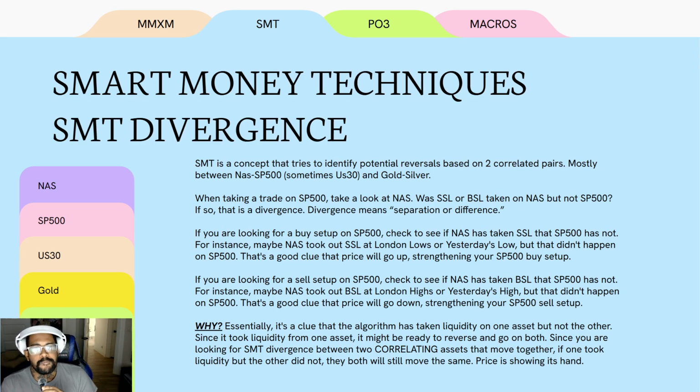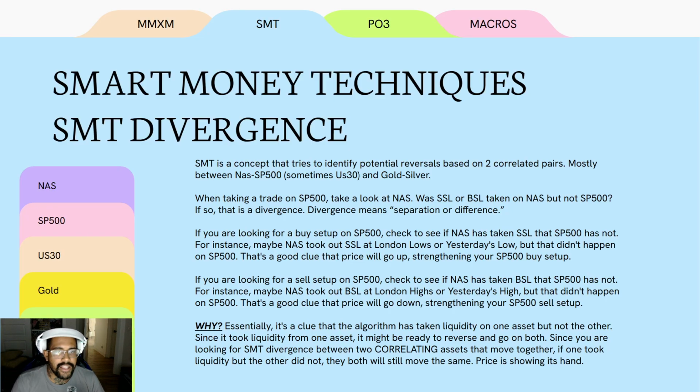So when taking a trade on S&P 500, look at the Nasdaq. Was sell side liquidity taken, or was liquidity taken at all? Was liquidity taken on Nasdaq but not S&P 500? That's the divergence. Okay, you could pause here and read a little bit more if you want. But why is it important? Essentially, it's a clue that the algorithm has taken liquidity on one asset, but not the other. Since it took liquidity from one asset, it might be ready to reverse.